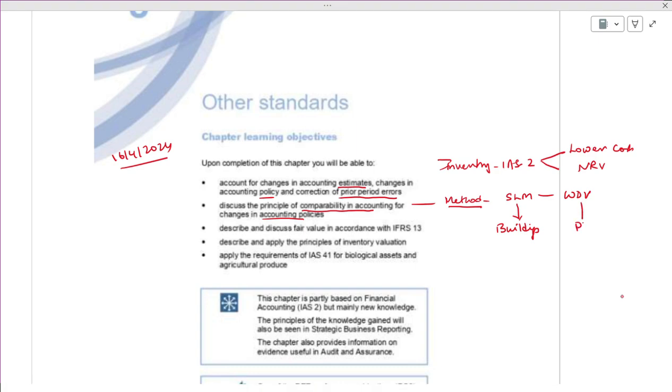In terms of plant and machinery, we use the reducing balance method. Straight away, no plus, no minus. This is the constant rule we will apply.